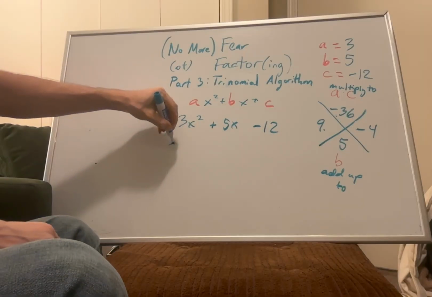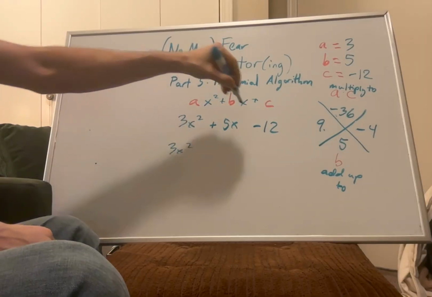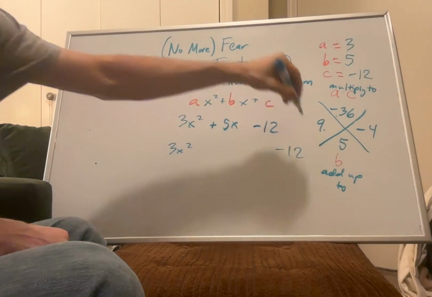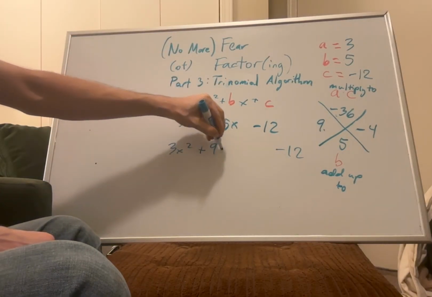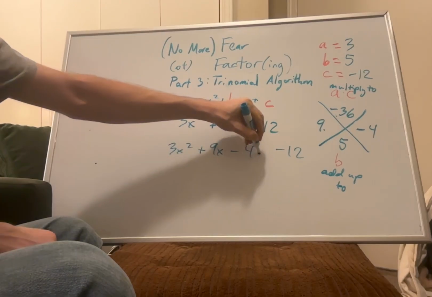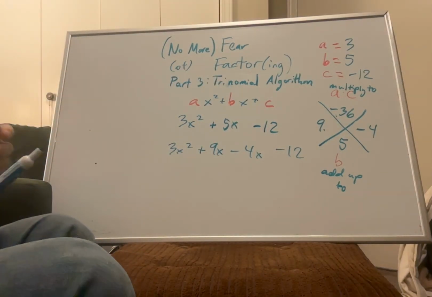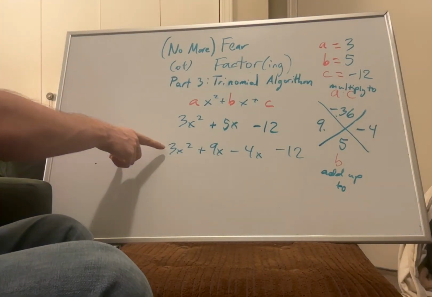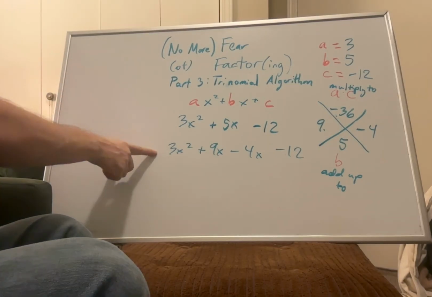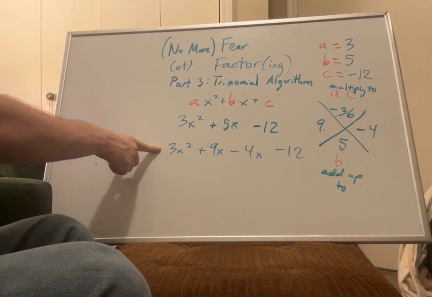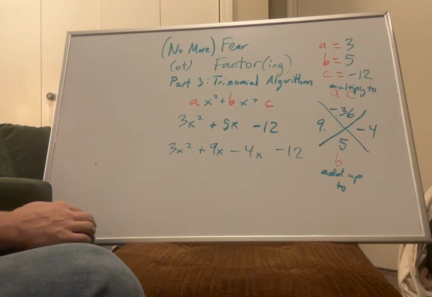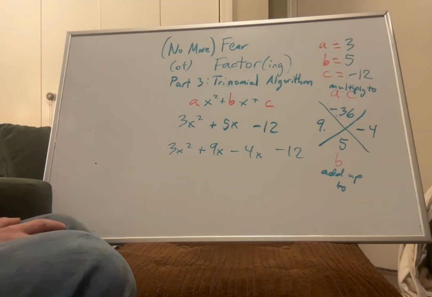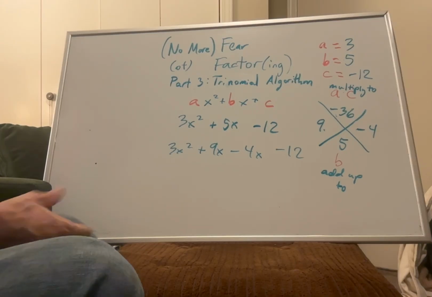So the whole thing written out, we'll keep the 3x squared the same. We'll keep the minus 12 the same. But instead of this being plus 5x, I'm going to make it plus 9x minus 4x. Now, this might look like a less resolved version of this one, but at this point what we're going to do is take advantage of the grouping factoring mechanism that we went over in a previous video. Remember, in that case we were considering grouping when we had 4 terms.